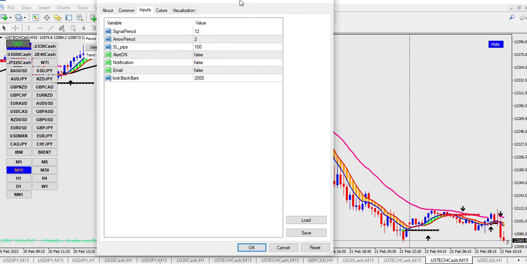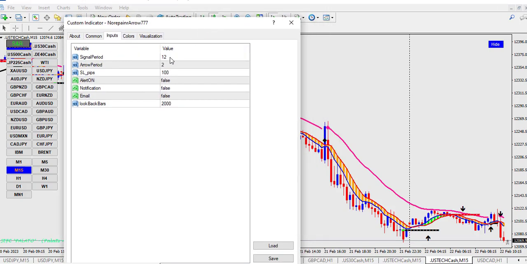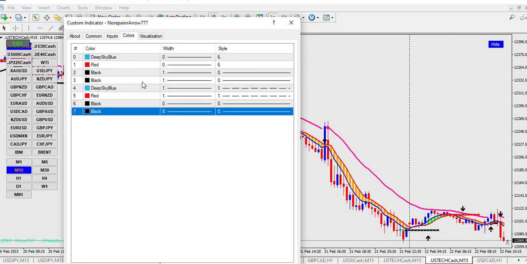You can change the value, this 12 value, singular period. You can change it and play with the value, and I'm going to make another video with different settings for this particular indicator and show you how to use it or how to adjust it. And this is the value for this particular strategy, and these are the color black. This is where you see the arrow is black both down and up.